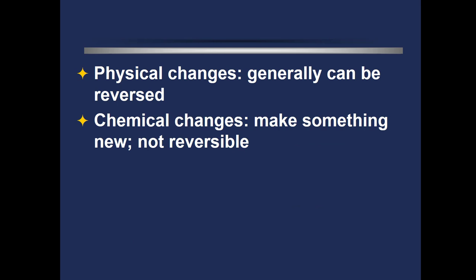Just to reiterate, physical changes generally can be reversed. Obviously, with that last example of grinding the spices, you're not going to be able to get whole spices back. But if it's a phase change, usually that can be reversed. Chemical changes, because you're making something new, generally are not reversible. You could do a complicated chemical chain reaction to try to get back to what you started with, but it's going to be really complicated. So again, chemical changes, because you've made something new, are permanent.